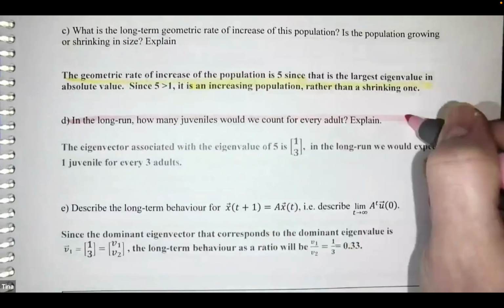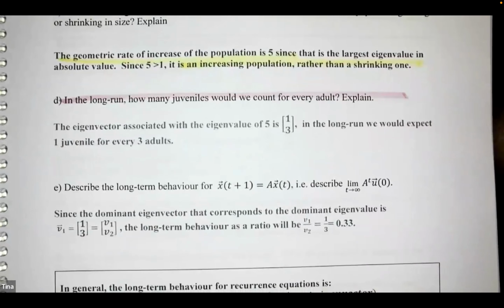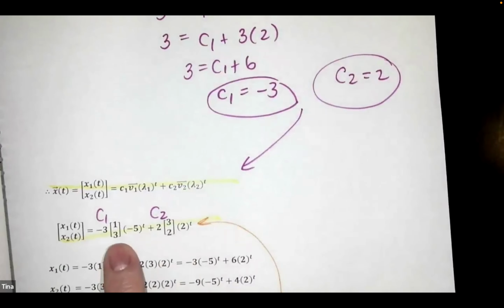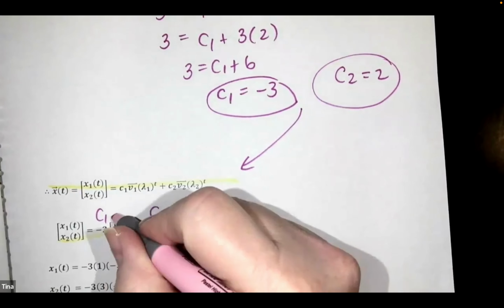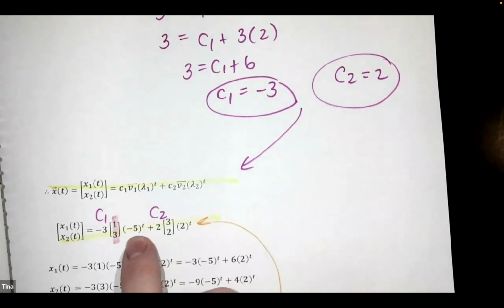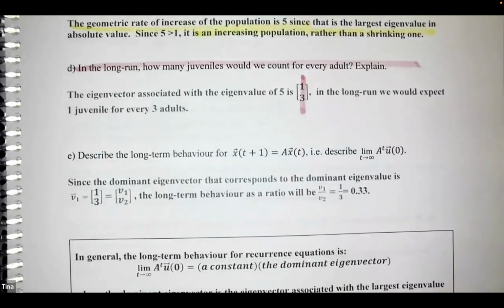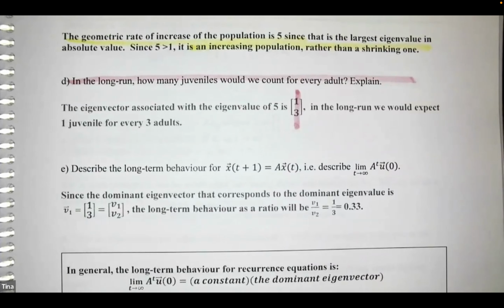If they ask you in the long run, how many juveniles would you count for every adult? Well, your dominant eigenvalue is 5. And if you look back to your eigenvector, the eigenvector that was beside the eigenvalue of -5 was 1, 3. So if it's 1, 3, that means we would have 1 juvenile for every adult. Or, if it was hatchlings and adults, it would work the same way. Okay.